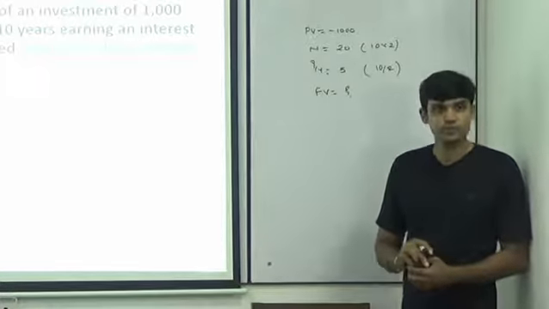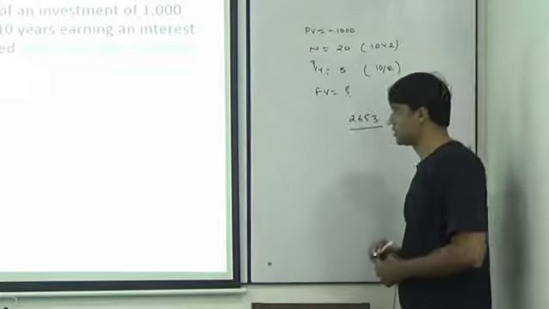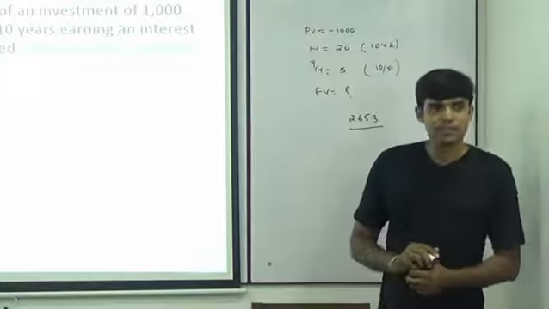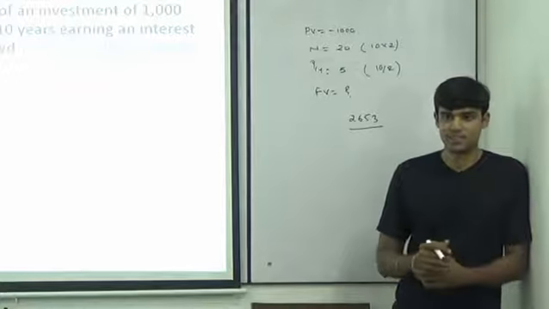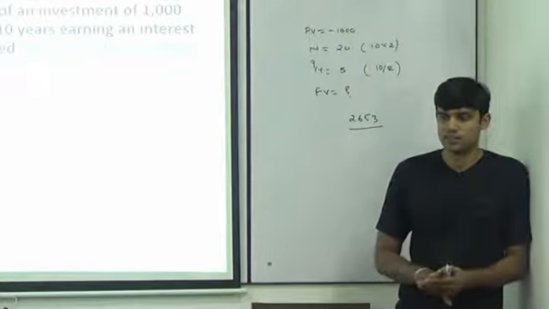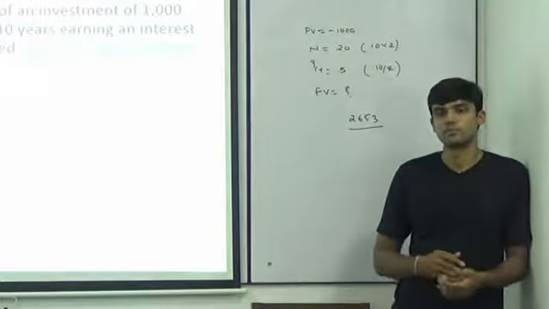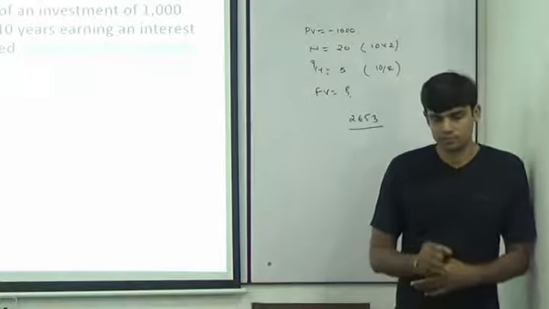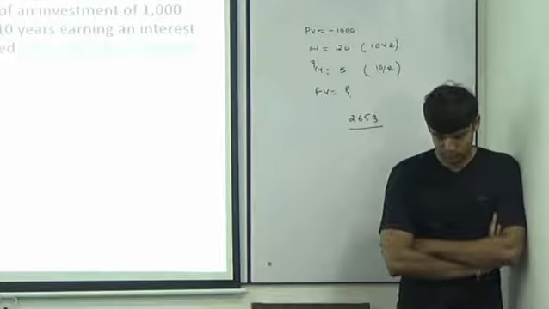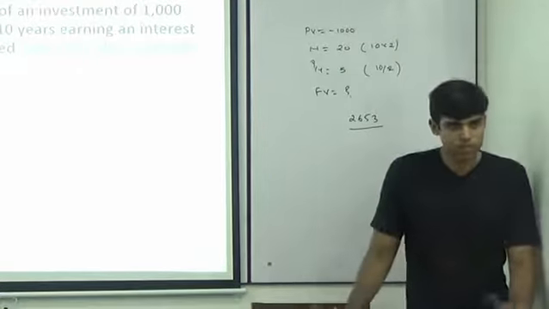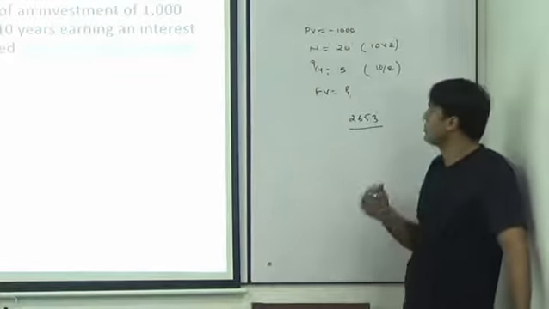2653. It seems correct. Matching, right? Now next is say quarterly compounding.